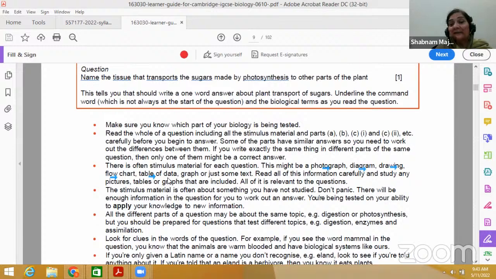Table of data: statistical data is given. A table may be given on osmosis, transpiration rate, whatever. Statistical data on nutrients may be given. On immunity and different diseases, data is also given.